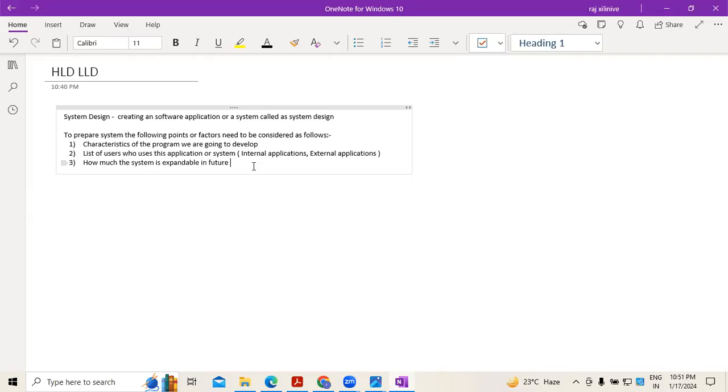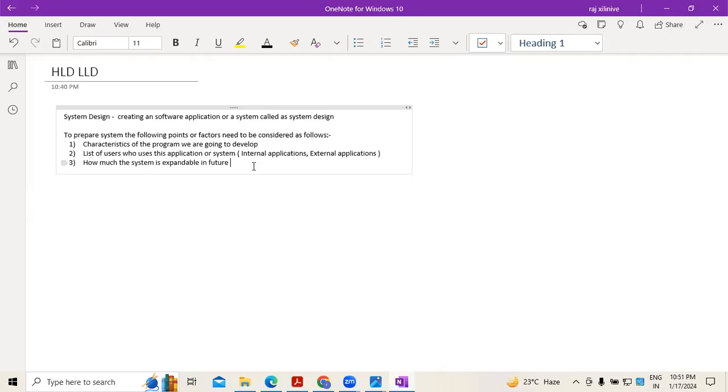Understood? Clear? Is it clear to you, Aishwarya and Ramakrishna? Right or not? Yes, yes, understood. Okay.